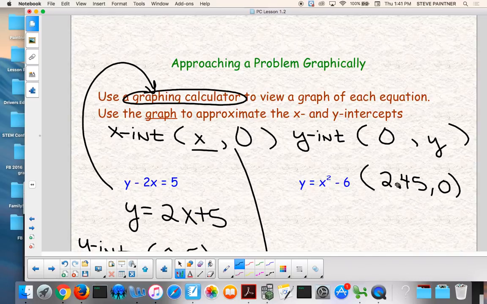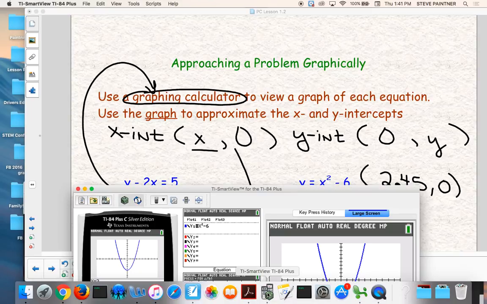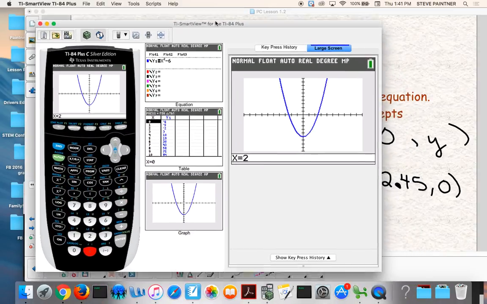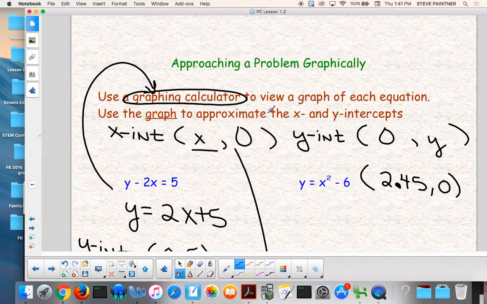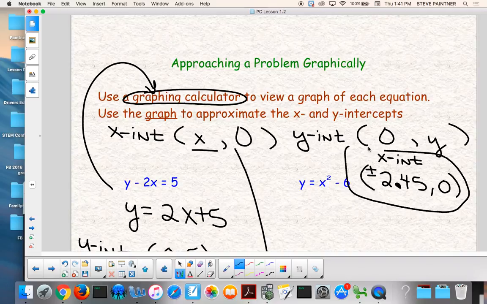But there it is. But wait a minute, wasn't there 2 of them? Yeah, guys, when you look at it, there's 2 of them. And did you notice it's a parabola? You notice it looks symmetrical. So if 2.45 works, what do you think this one is? Negative 2.45. Yeah, you can check it out. Check it with the calculator. It will work. So I'm going to say x-intercepts. Right here, x-intercept, plus or minus 2.45 comma 0.